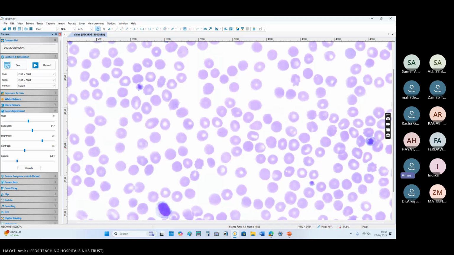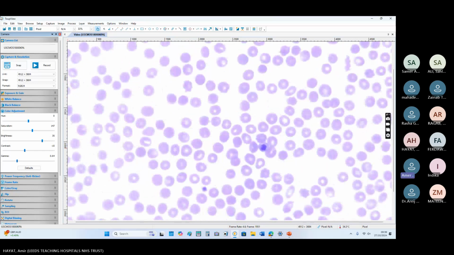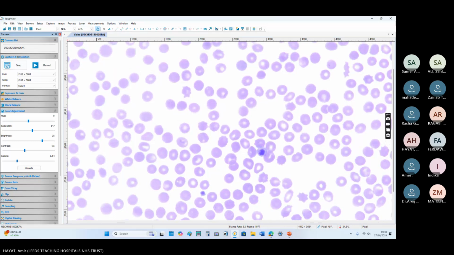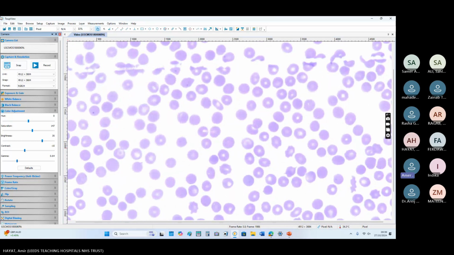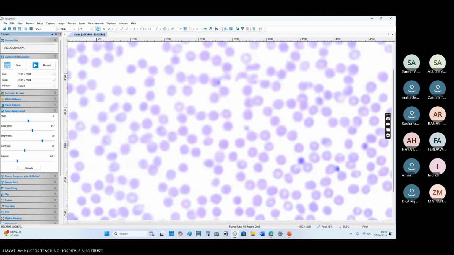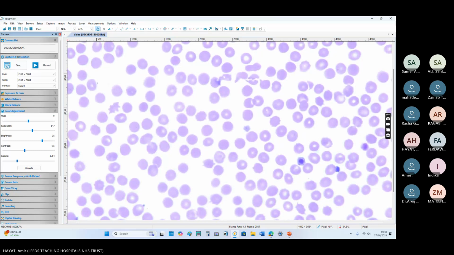Ignore the moving object. So this is power 50, and you can see red cell morphology, the white cells and the platelets. At this point, would you like to ask me any question?